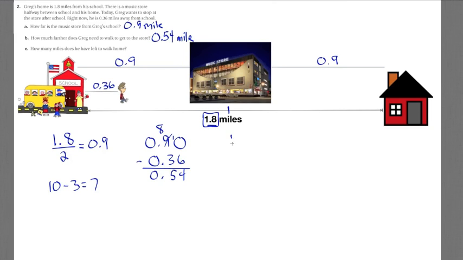So I do 1.8 minus 36/100. And once again, I need to put a 0 up here to subtract the 6 from it. And let's bring our decimal down. It's just a matter of subtraction now. So let's borrow. 10 minus 6 is 4. 7 minus 3 is 4. And 1 minus 0 is 1. So he still has to walk 1.44 miles. And that's number 2.